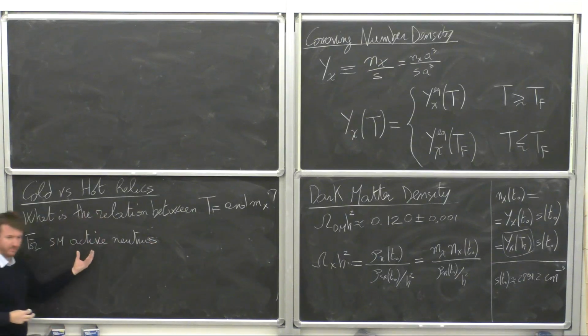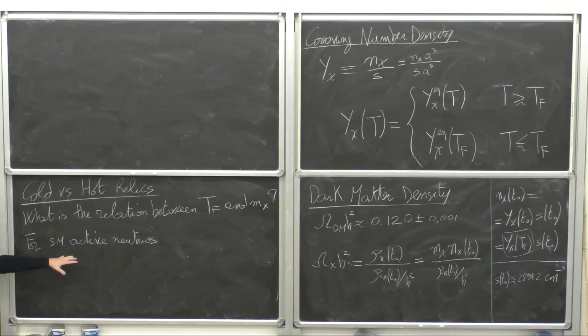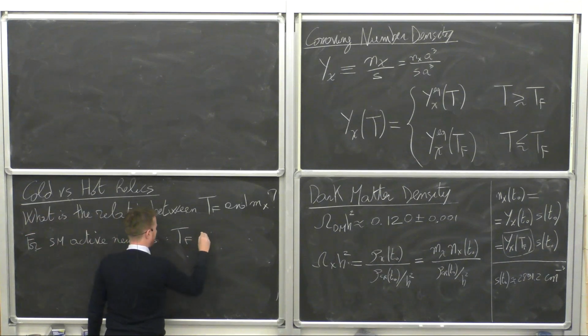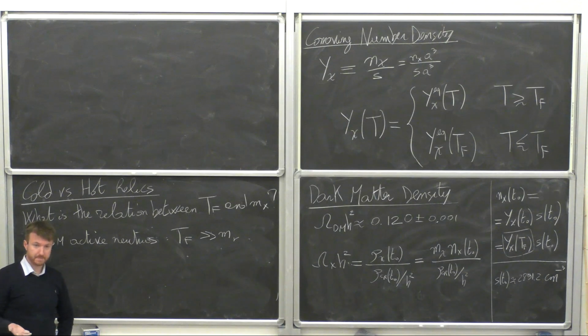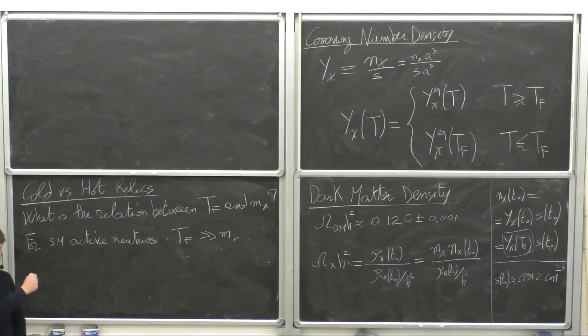So by standard model active neutrinos, I really mean the left-handed components of the weak doublets, no sterile singlets. For these kinds of particles, the decoupling happens when T_F is much, much larger than the neutrino mass. But of course, neutrinos are there, they decouple, and they contribute a fraction of dark matter. We can sketch a calculation at the end of the hour if there is time, but I really want to get to the cold relics because that is what is interesting to us.